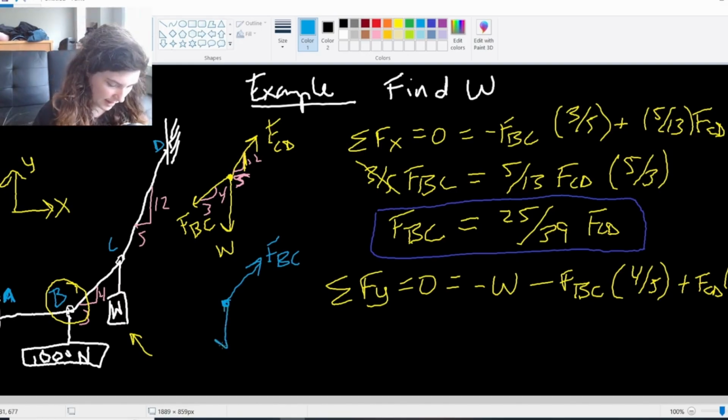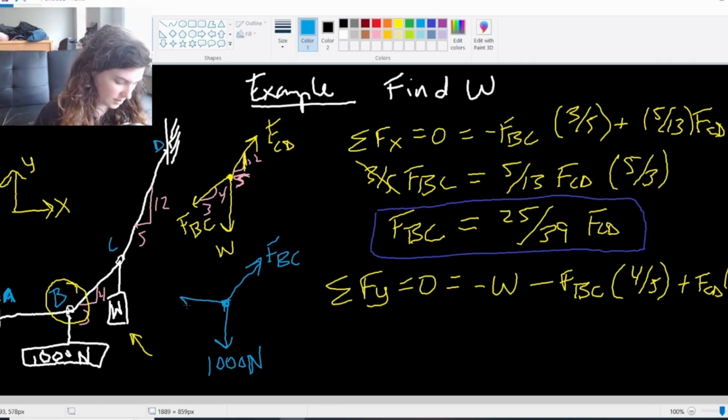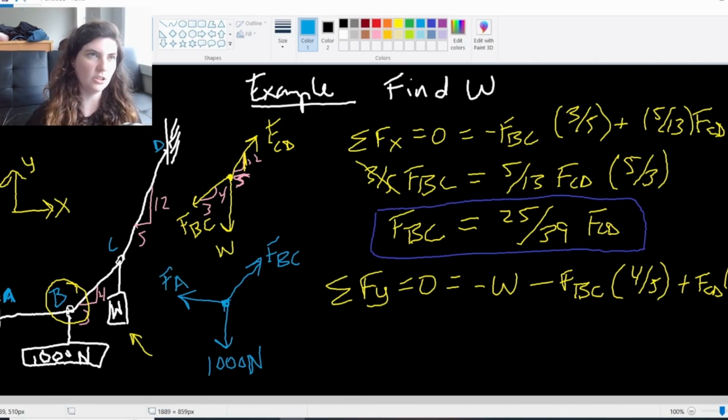So I have FBC, I have down by this force of 1,000 newtons. I have this weight of 1,000 newtons that's already here. And then I have straight to the left, I'm going to call this FA, just because it's going in the A direction. Entirely in the negative x direction.